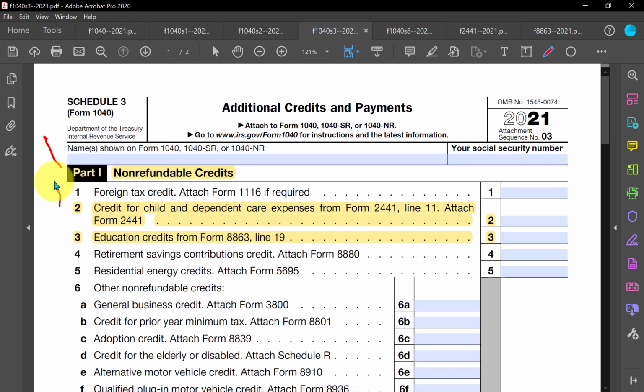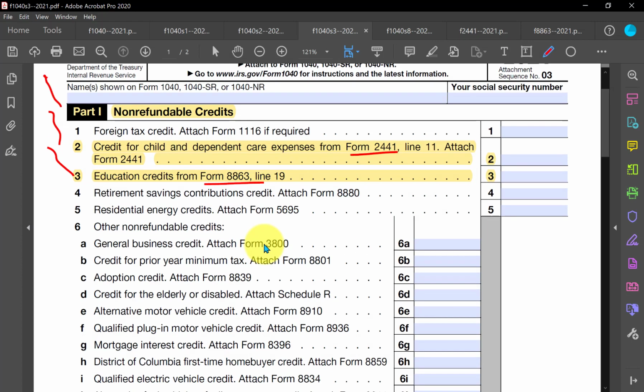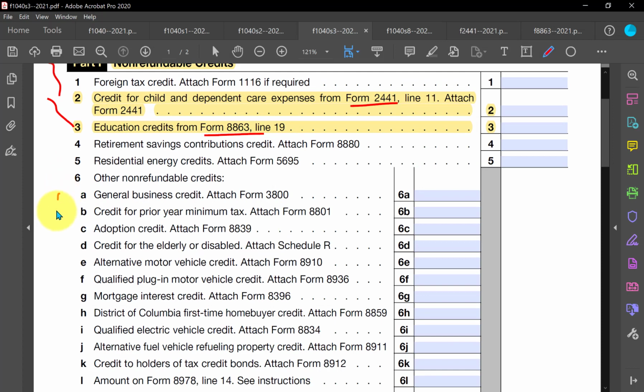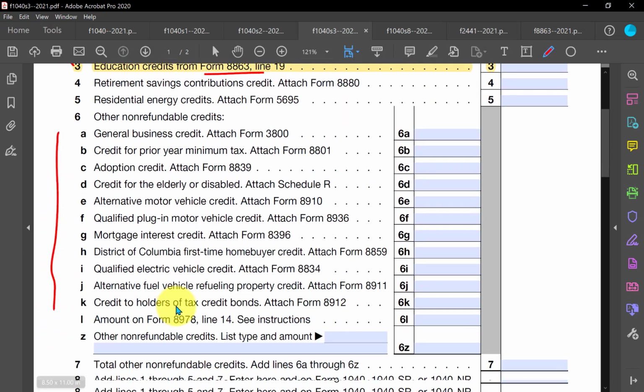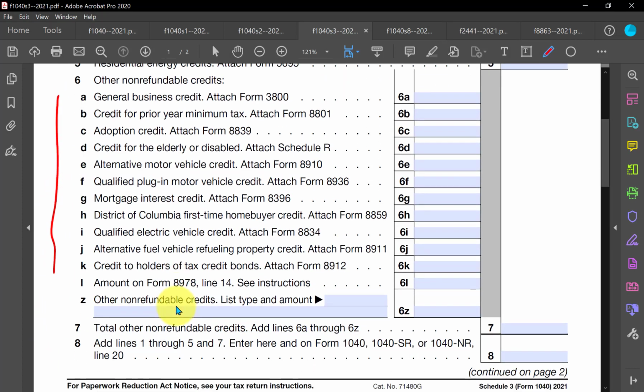We'll take a look at it in more detail for the dependent care credit reported on this Form 2441, and a slight change to the education credit compared to the previous year, coming from Form 8863. The change here in Schedule 3 is just more detail, more of these lines here in line 6 as compared to the previous year. And then a grand total of all of the non-refundable credits reported back on Form 1040.